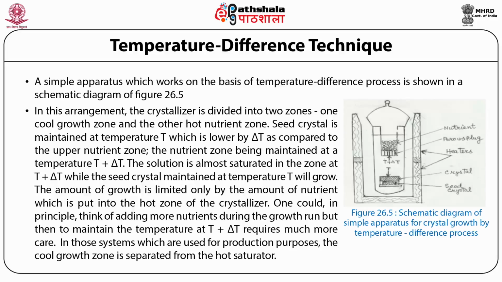The solution is almost saturated in the zone at T plus delta T, while the seed crystal maintained at temperature T will grow. The amount of growth is limited only by the amount of nutrient which is put into the hot zone of the crystallizer. One could, in principle, think of adding more nutrients during the growth run, but then to maintain the temperature at T plus delta T requires much more care. The above apparatus is a simpler version of the temperature difference crystallizer.